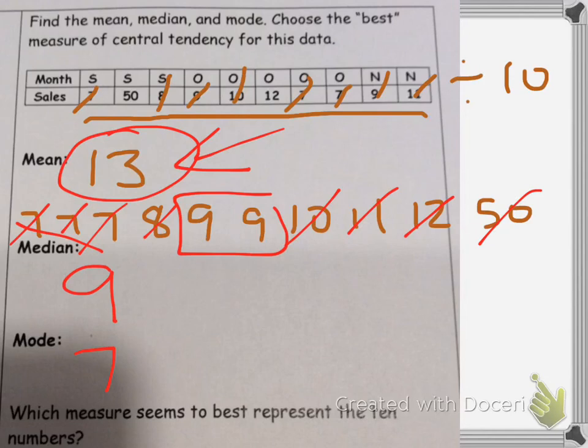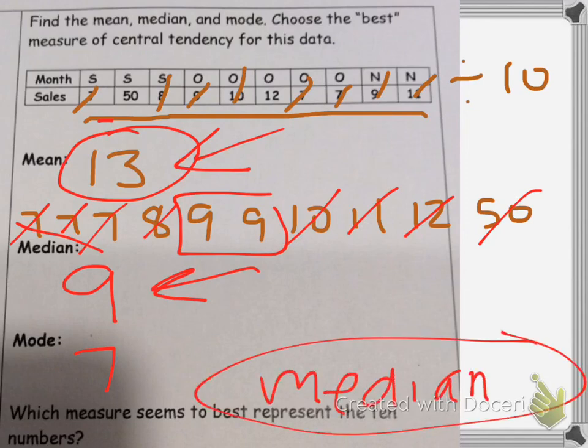So the actual best measure of central tendency here would be the median, because isn't the number 9, doesn't it fit most of the data information? Where the number 13 didn't fit most of the data. So I would say the best measure of central tendency here is the median, because it tells you the data. Why is 7 not the best? Because 7 is the lowest number, right? Even though it occurred the most, it wasn't a really good representation of all of the data.